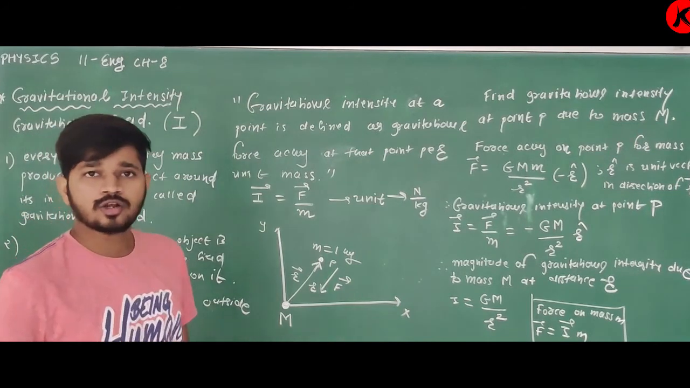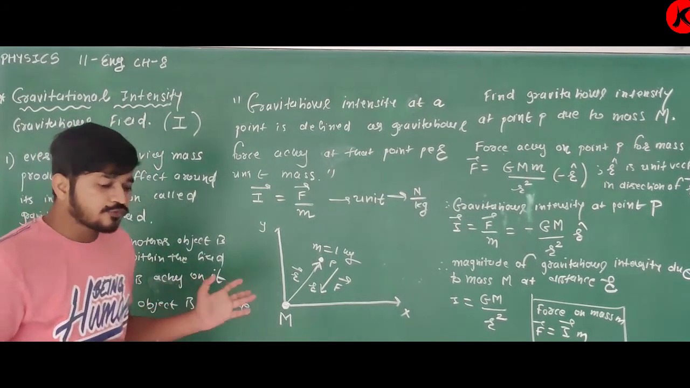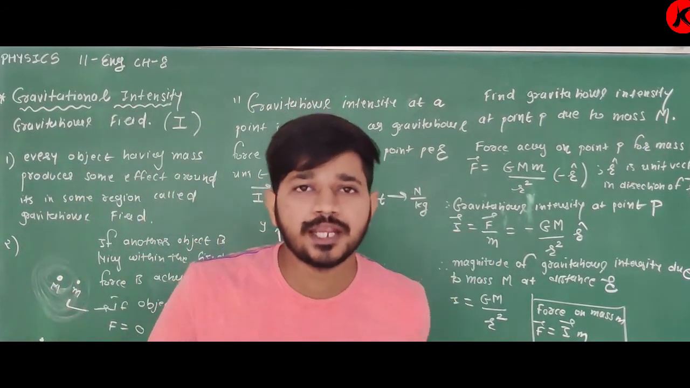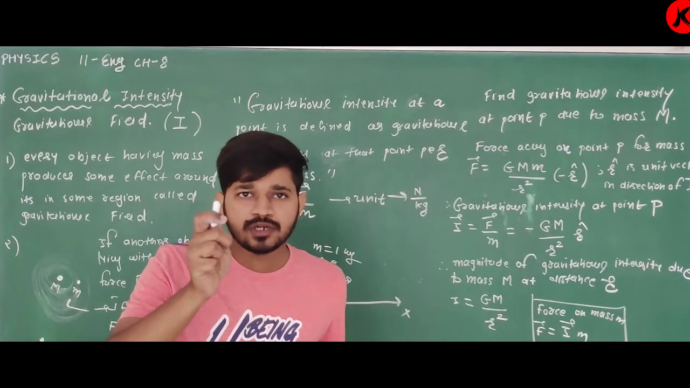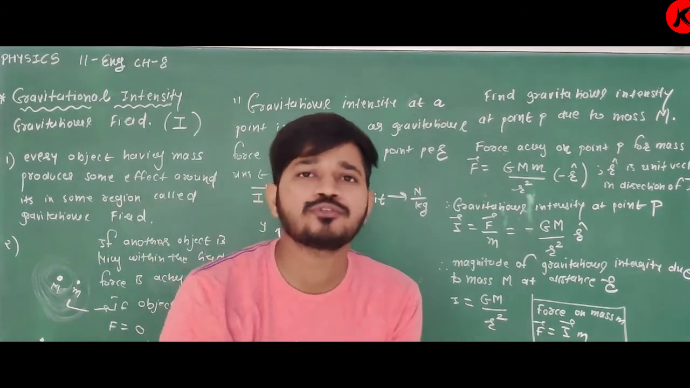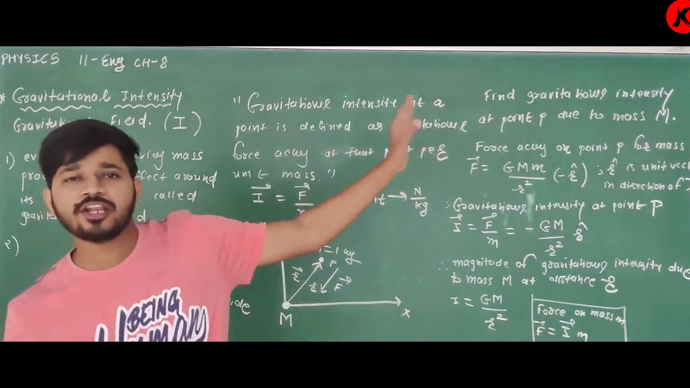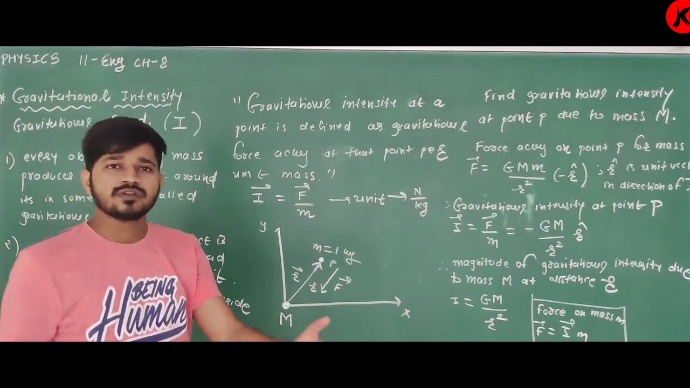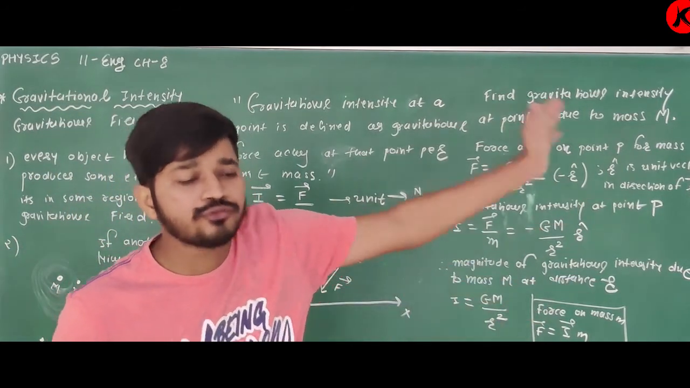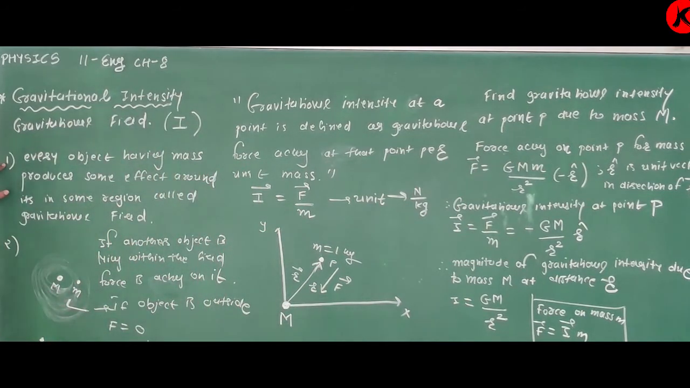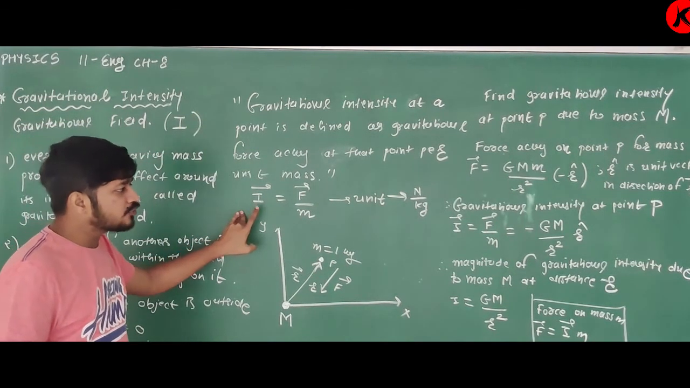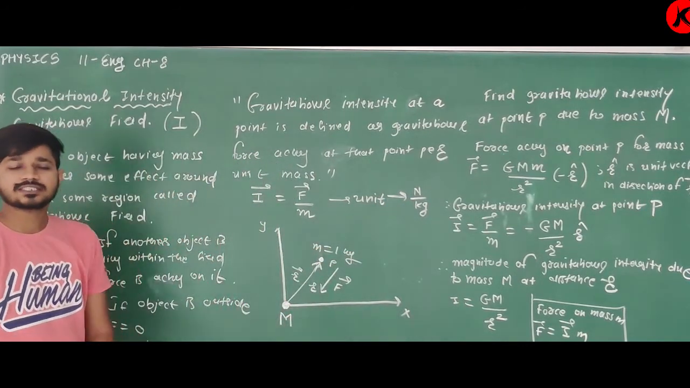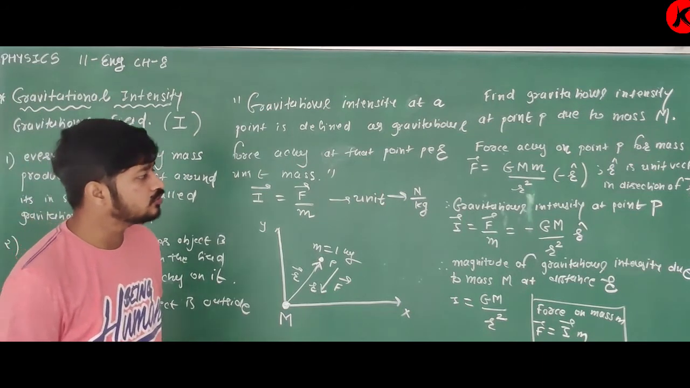Clear about this? Okay. So again we will revise the theory. Gravitational force is acting between two objects. But why? Because due to one, a gravitational field is produced and the other is within the field. That's why force is acting. If the other object is outside the field, force is not acting, like Wi-Fi. If you are within range, Wi-Fi is connected. If you are out of range, it is not connected. So every object having mass produces some effect around it in some region called the gravitational field. If another object is lying within the field, force is acting, otherwise not. It is a definition, it is an equation. So it is gravitational intensity that you have to remember.